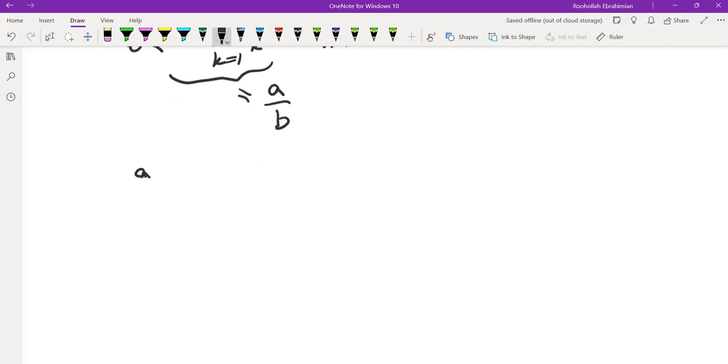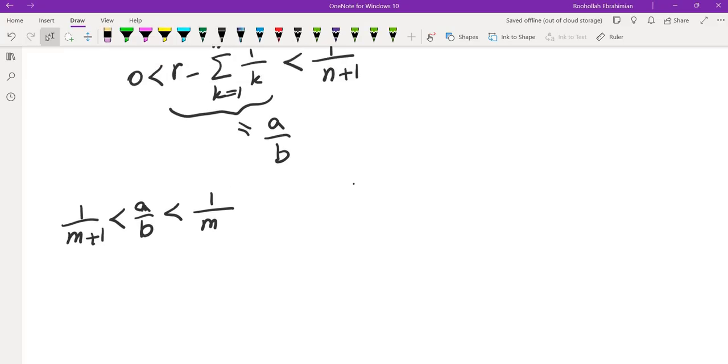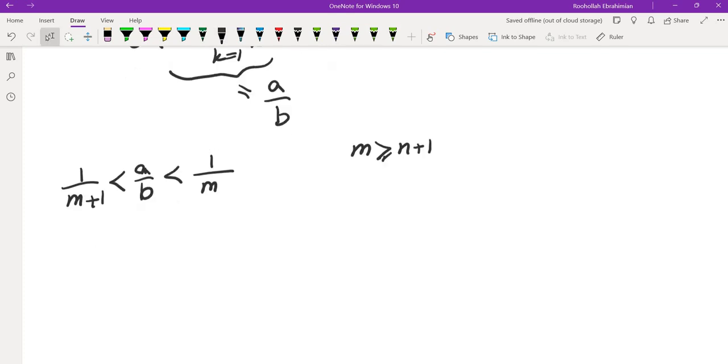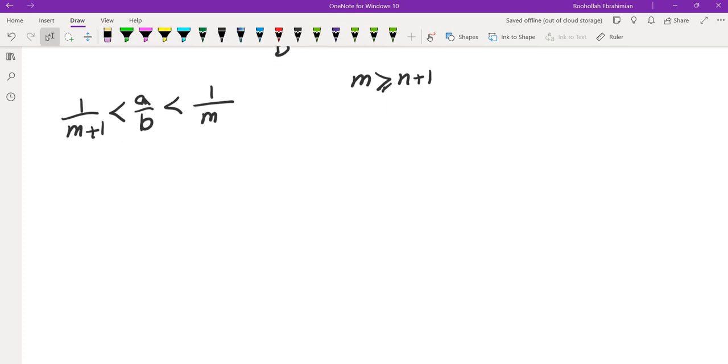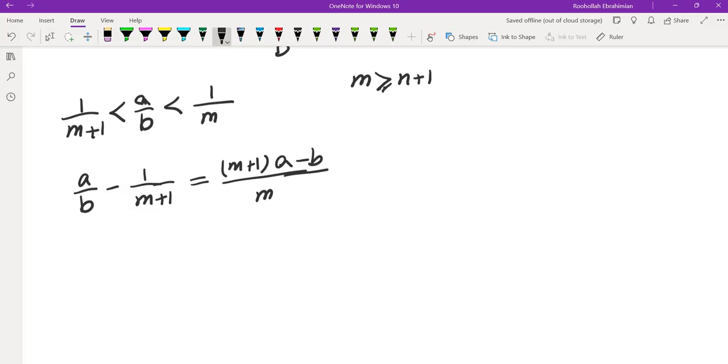Well, we're going to look at a over b. A over b is between two reciprocals, 1 over m and 1 over m plus 1. I know that, and I know that this m would be at least n plus 1. So now we're going to subtract. We get a over b minus 1 over m plus 1 is equal to (m plus 1) times a minus b over (m plus 1) times b.